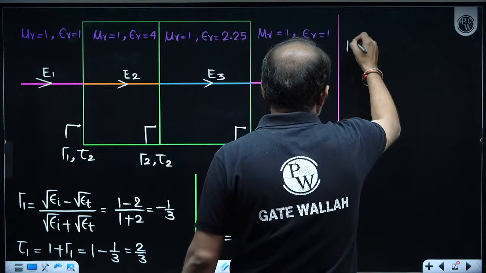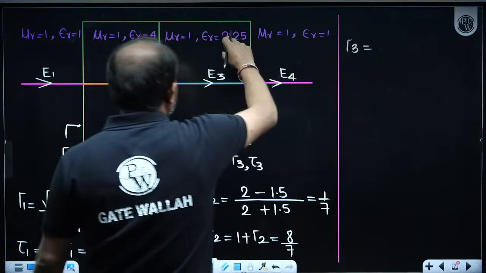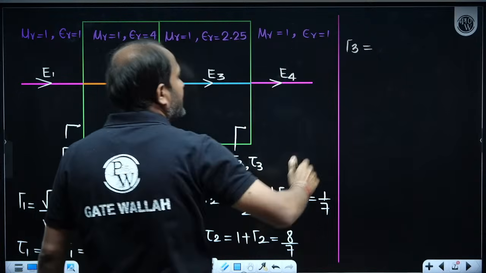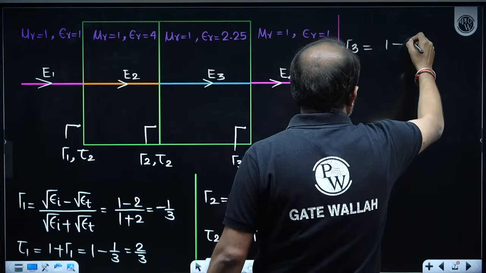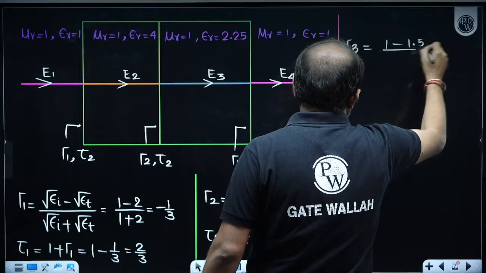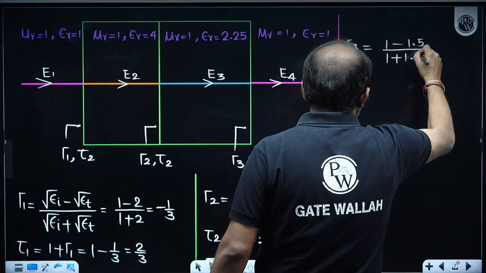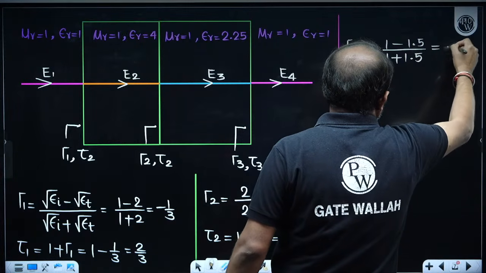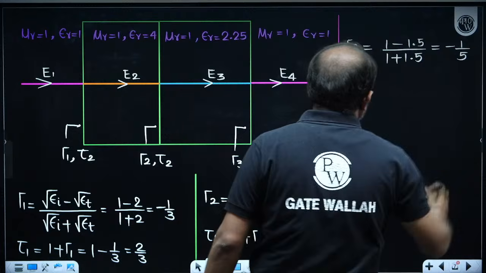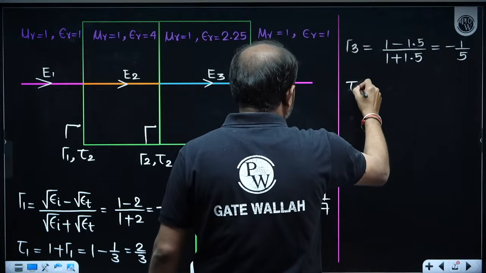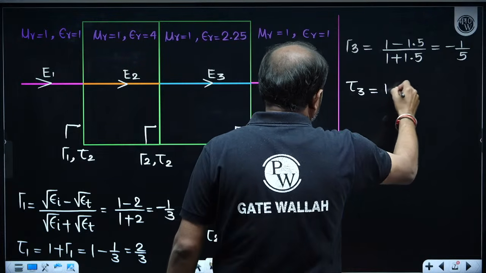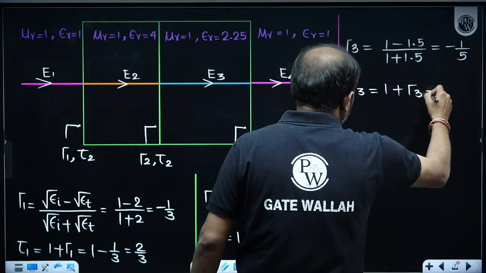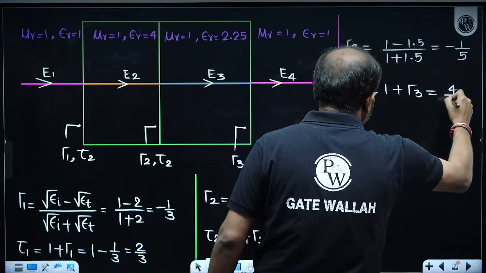Then gamma 3. For gamma 3, incident 2.25, transmitted 1. So 1 minus 1.5 and 1 plus 1.5. So it will be minus 1 by 5. So tau 3 is equal to 1 plus gamma 3. So it will be 4 by 5.